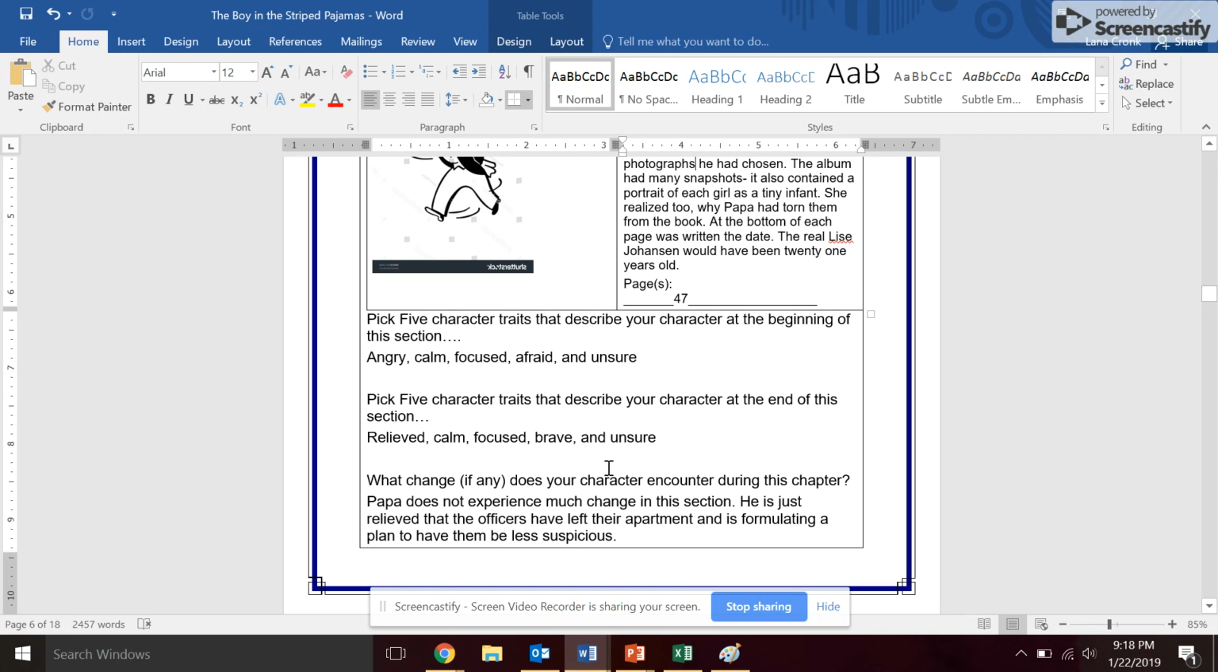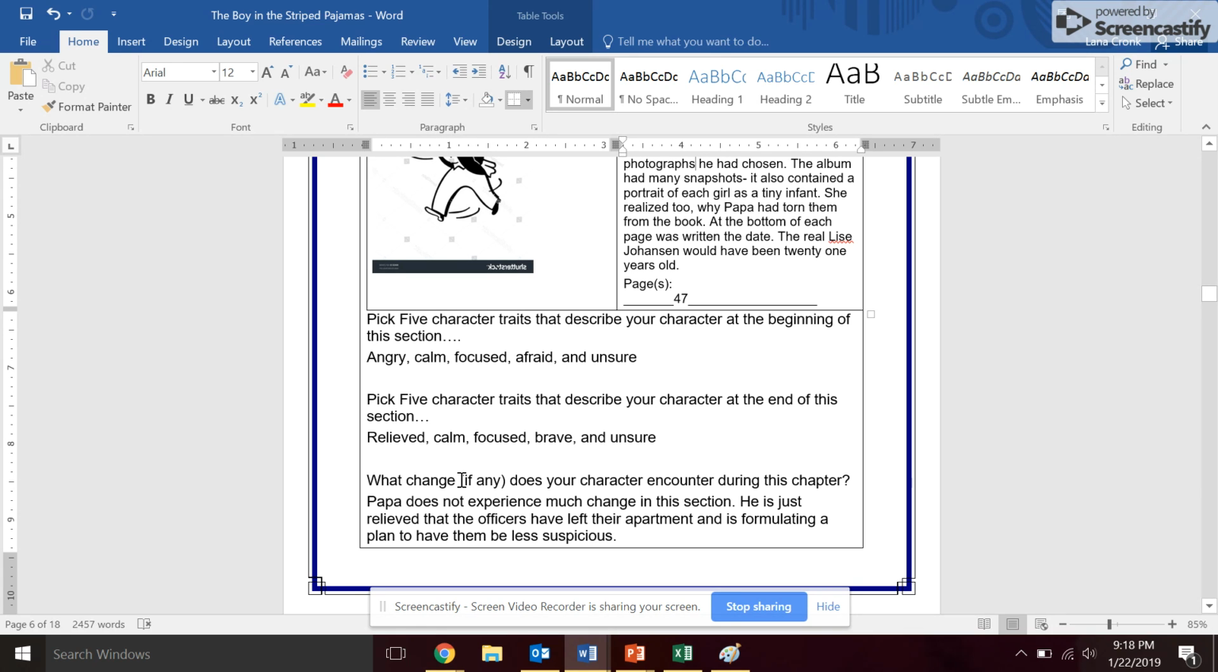Now, it then asks us to pick 5 character traits that describe your character at the end of this section. Well, Father doesn't change too much from the beginning to the end. I know he's relieved because he exhales. His demeanor is still calm because he doesn't want to scare the children. However, his actions show that he was very brave and focused because it took a lot of bravery to be able to do what he did. But he still is unsure and is trying to come up with a plan to help Ellen be safe.